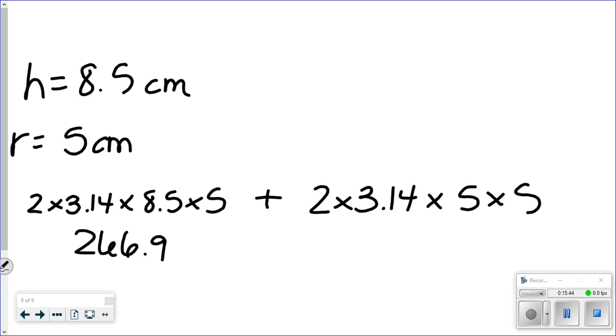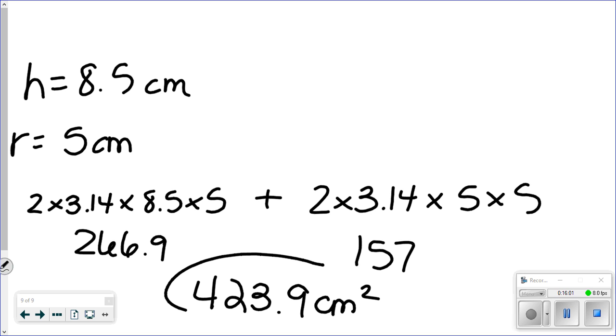Are you close again? Oh, not close. About 2.5. Yeah, that's a little off. 423.9 centimeters squared. Anybody get close to that? I was 50 off. Did you write down the right numbers? It's important to write it all out so you can see what you're doing.